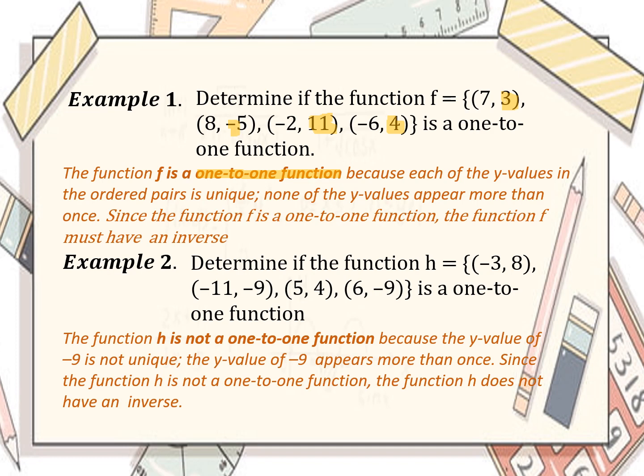For example number 2, function h is equal to (-3, 8), (-11, -9), (5, 4), (6, -9). So, function h is not an example of one-to-one function kasi naulit yung y value natin na negative 9.